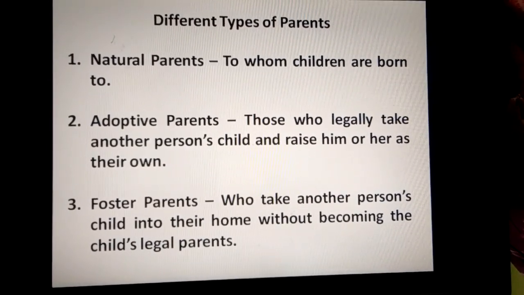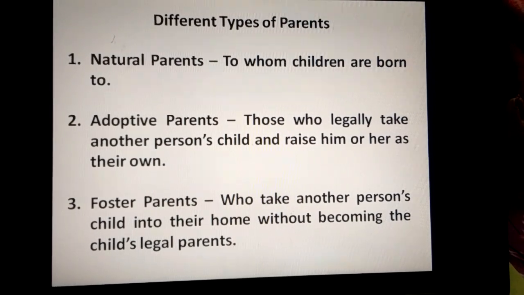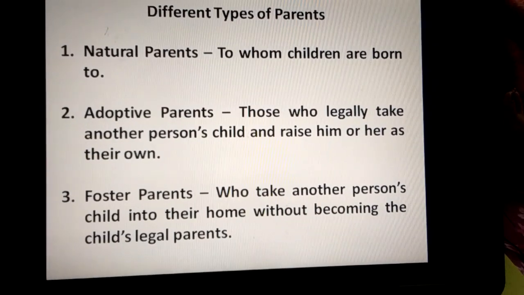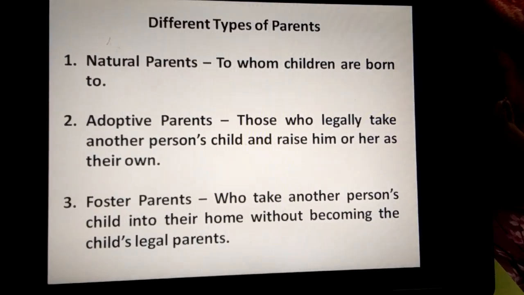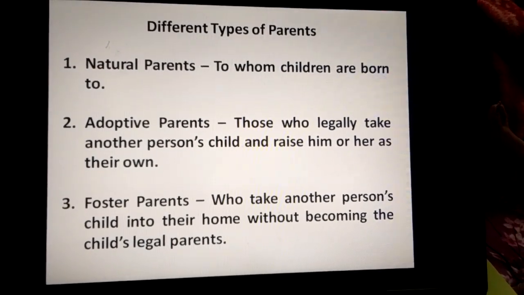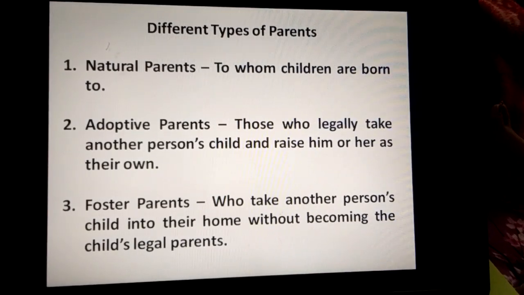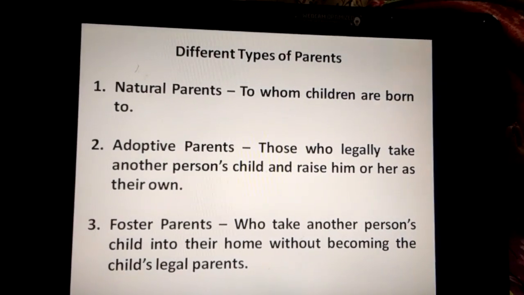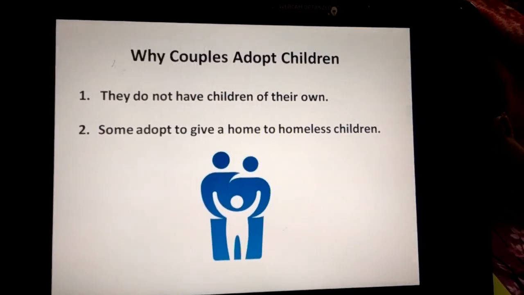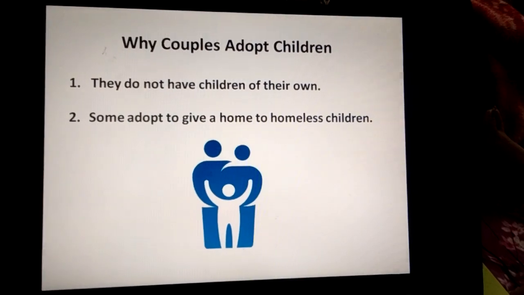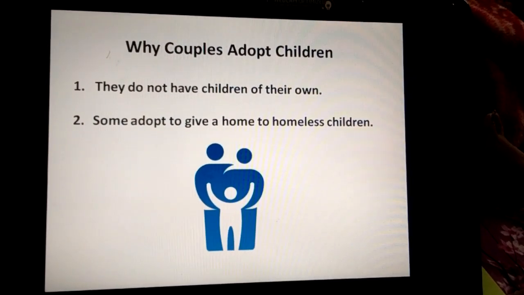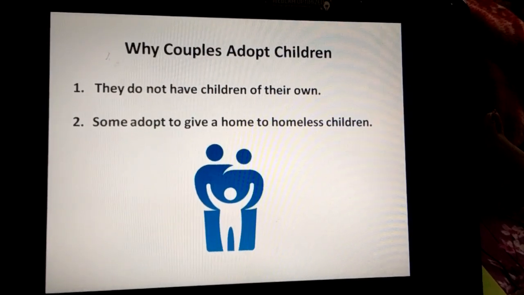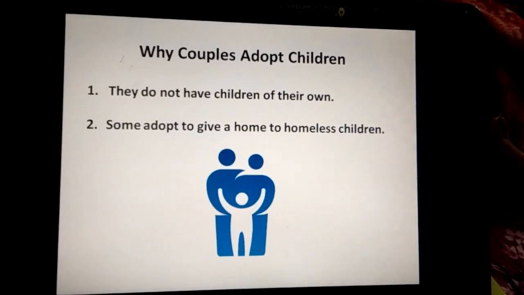Third one is foster parents. There are some families that take another person's child into their home without becoming the child's legal parents. Such parents are called foster parents and the children are called foster children. Why do couples adopt children? Couples adopt children as they do not have children of their own. Some adopt to give a home to homeless children.